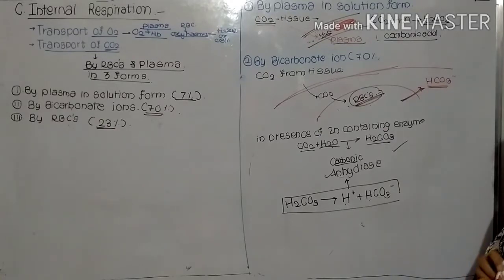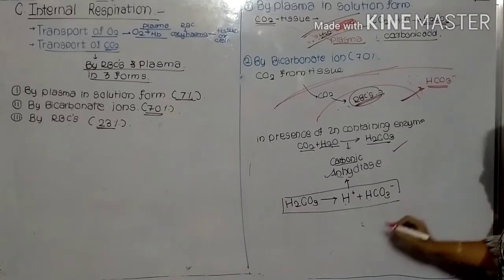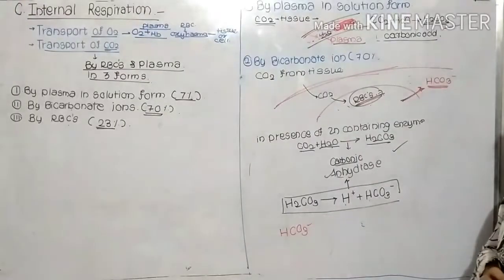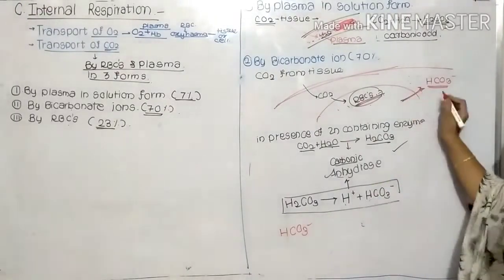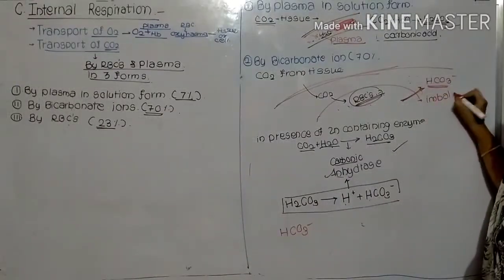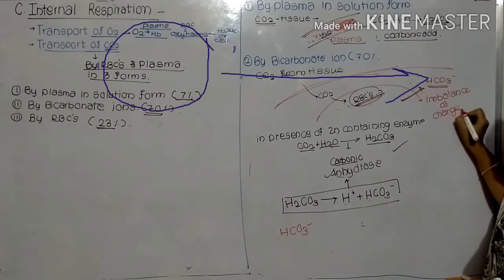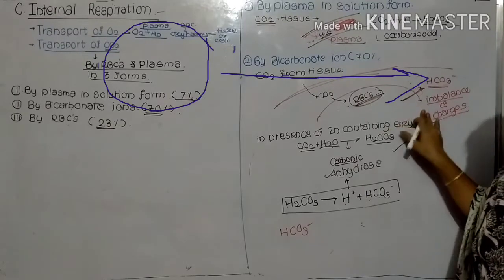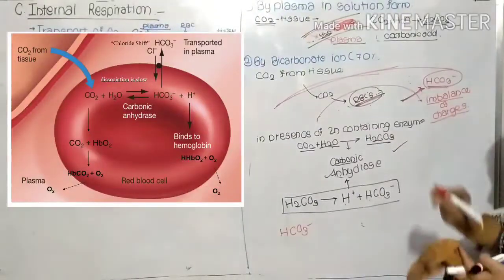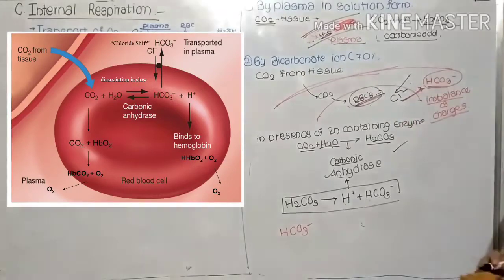Okay, outside means where? It enters into the plasma. Then this HCO3 minus moves outside. So here what happened? Here there is an imbalance of charges. It means an ionic imbalance takes place because that HCO3 minus moves outside into the plasma. At the same time, this chlorine enters inside it.